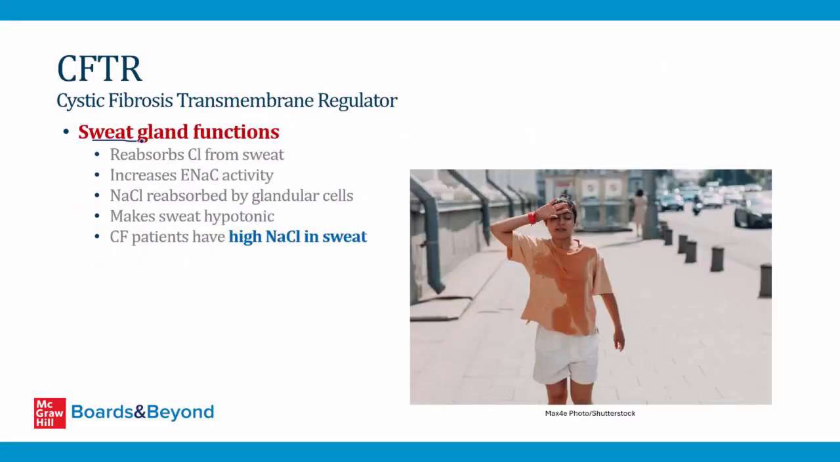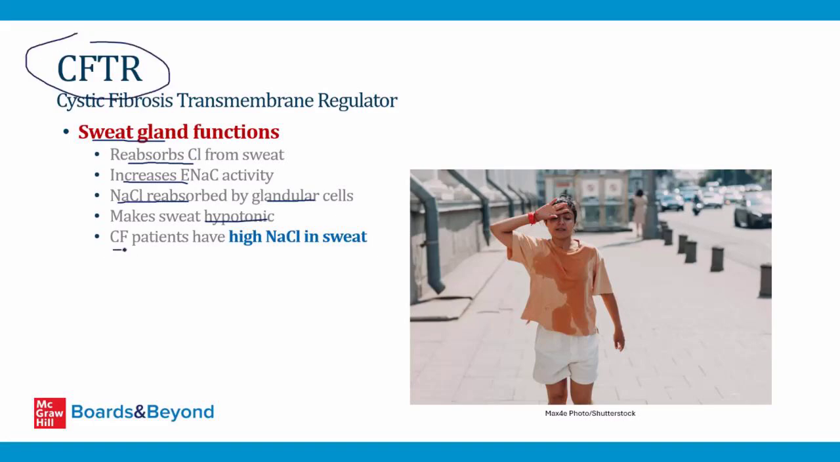In sweat glands, the CFTR has opposite functions compared to what we just talked about in the last slide for epithelial cells. So in sweat glands, the CFTR reabsorbs chloride from sweat and it increases ENaC activity so that more sodium gets removed from sweat. As a result, sodium chloride gets reabsorbed because of the CFTR by glandular cells, and sweat becomes hypotonic, meaning it has a low level of sodium chloride in it because of the CFTR.